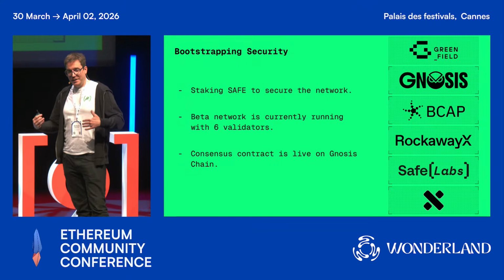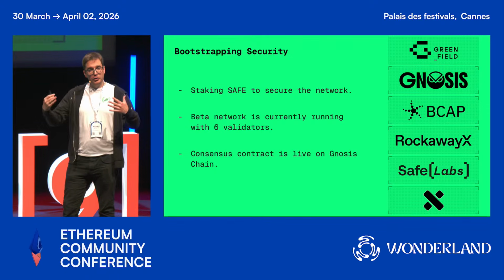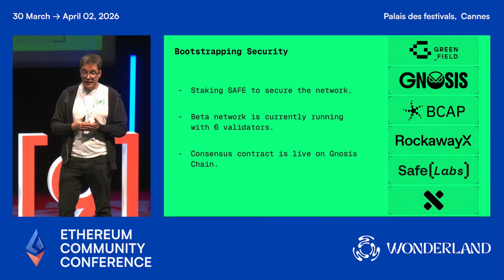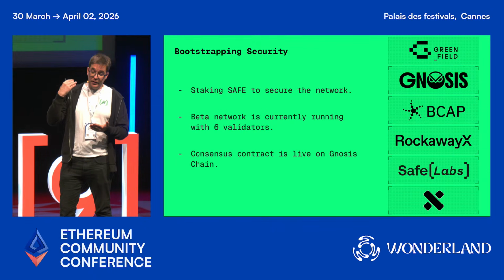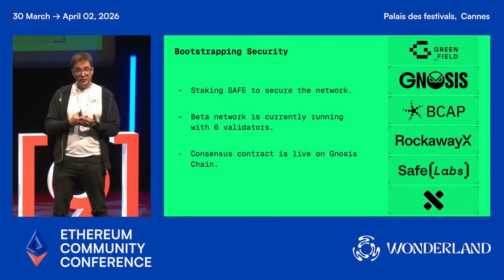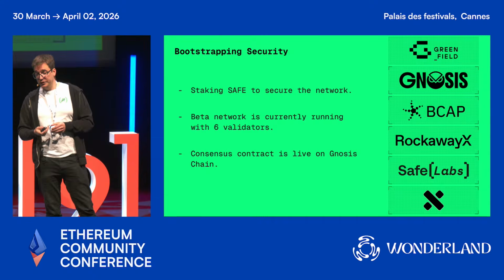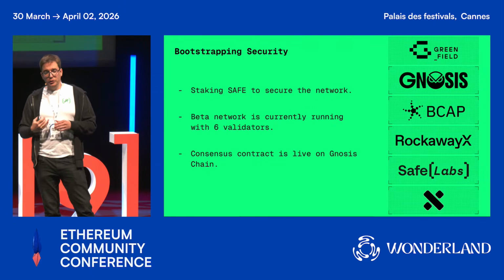At the current state, we launched the network. We enabled staking of Safe tokens to bootstrap the economic security of the network. We are running with 6 validators right now in a permissioned set. They are run by ecosystem partners and the Safe companies themselves. So it's Greenfield, it's Gnosis, it's Blockchain Capital, it's Rockaway, Safe Labs, and the Core Contributors GmbH. And as our consensus network, we use Gnosis Chain.